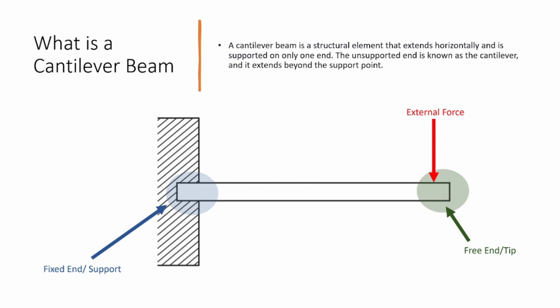Here is a diagram of a cantilever beam. As you can see, the cantilever beam is supported at one end, called the fixed end or the support, and is free to move on the other end, called the free end or the tip. The beam is subjected to an external load represented by the arrow, which causes it to deflect downwards. The deflection of the beam is proportional to the load applied and depends on various factors, including the beam's material properties and dimensions.